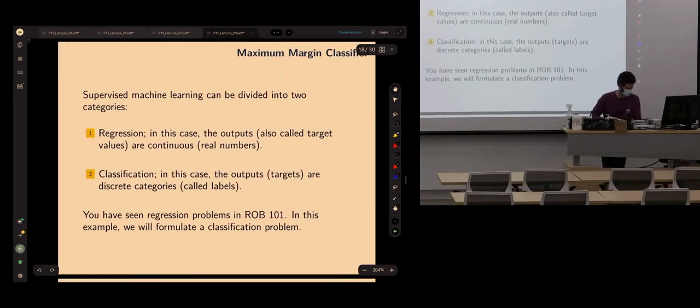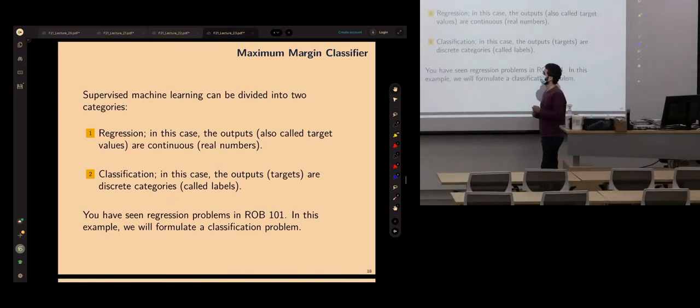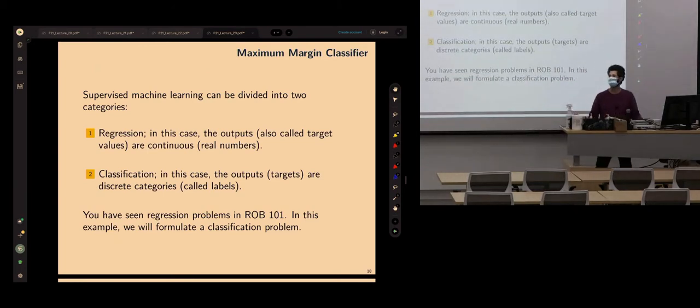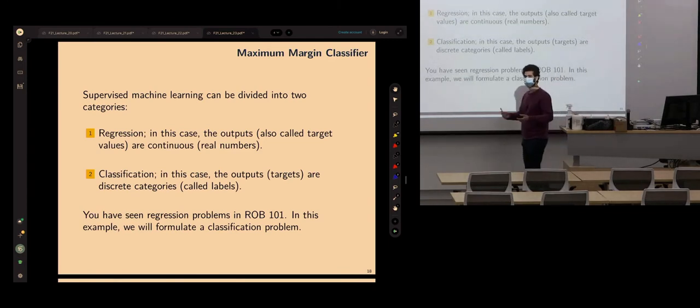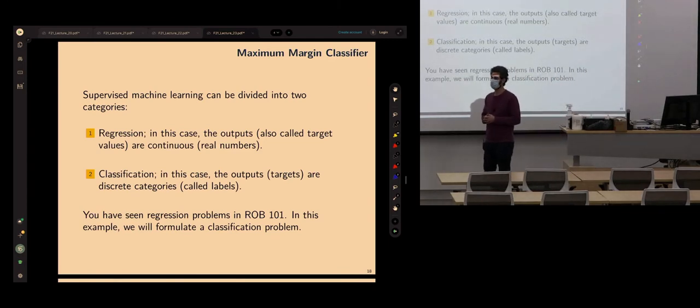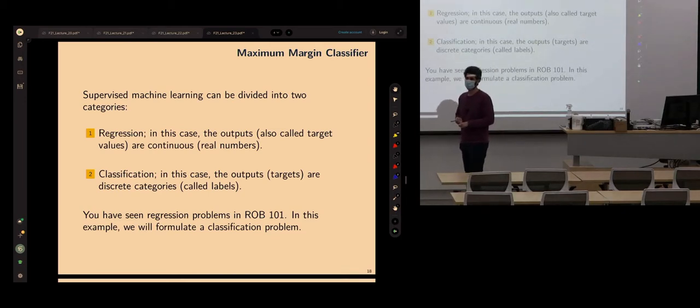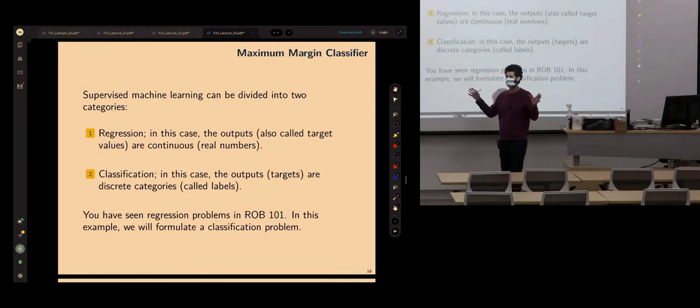Okay, now let's talk about our problem, which is the maximum margin classifier. Why maximum margin? We'll see where it pops out in the formulation. So the topic, just to give you an overview, is something you will come across in a machine learning course. Typically, machine learning is divided into supervised machine learning and unsupervised machine learning. Now that's the biggest categorization at this point we have.